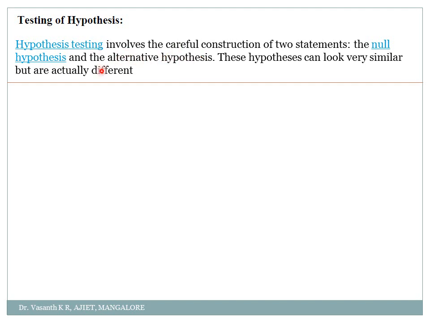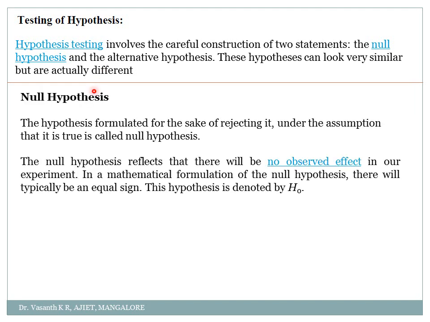Okay. So now, how do you define this null hypothesis? This is very important. This statement, whatever I have written first, you have to write it in a similar way when they ask you to define or explain. Null hypothesis: the hypothesis formulated for the sake of rejecting it under the assumption that it is true is called as null hypothesis. Okay. So I'll repeat again. The hypothesis formulated for the sake of rejecting it, and this word is important, under the assumption that it is true is called as null hypothesis.